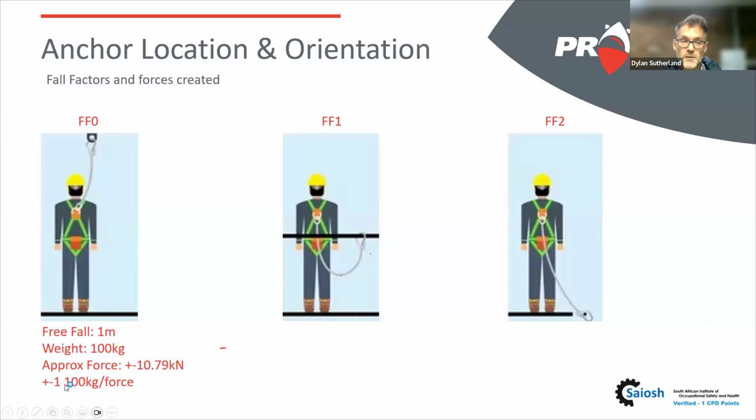To put that in perspective, anchor points are generally rated at 15 kilonewtons, up to 19. Some of them from America are 22.